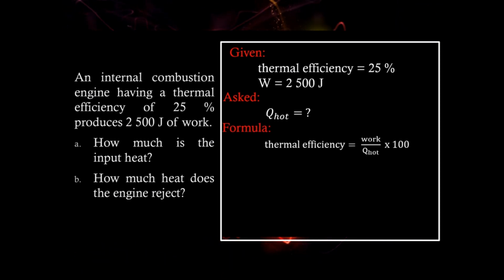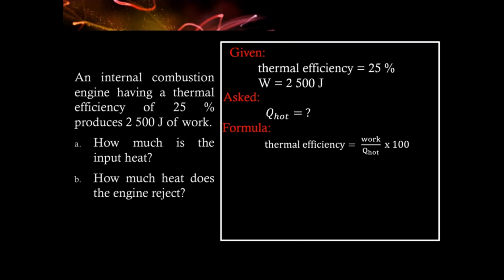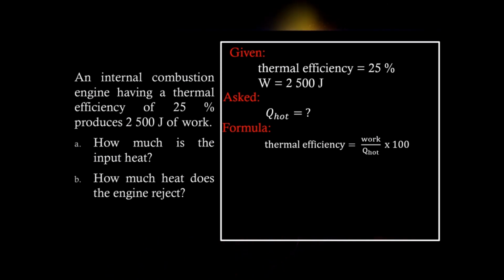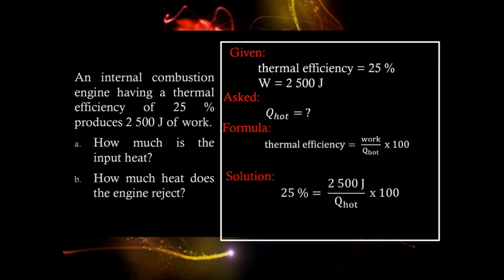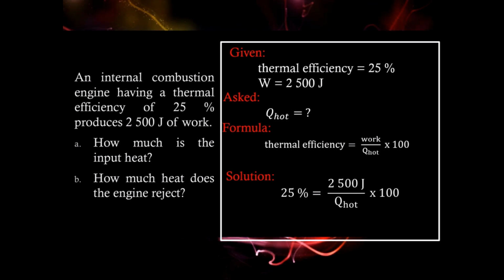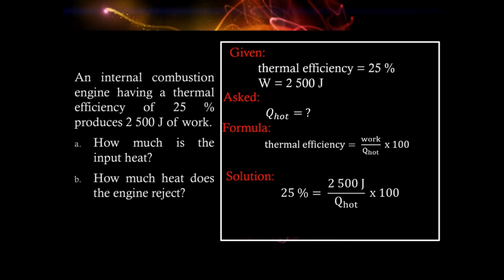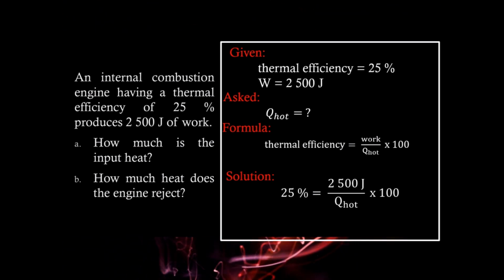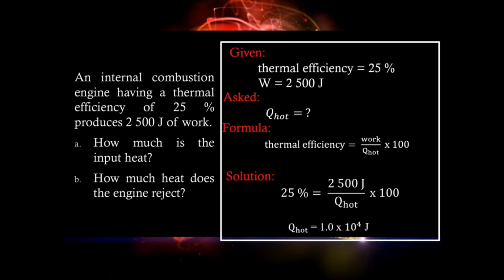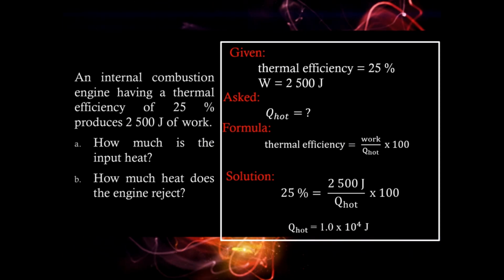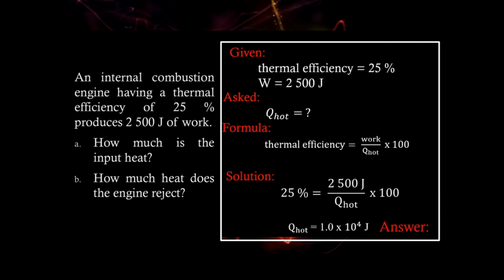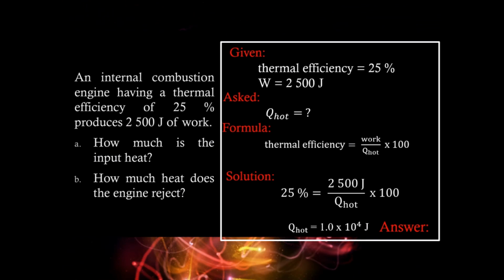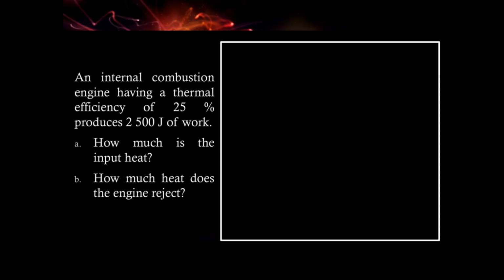is thermal efficiency equals work divided by Q hot times 100. Then just substitute the given to the formula. So that will be 25% equals 2,500 joules divided by Q hot times 100. Rearrange the equation and the final answer will be Q hot equals 1.0 times 10 exponent 4 joules, or simply 10,000 joules. That is the input heat. Let's go to the second question.